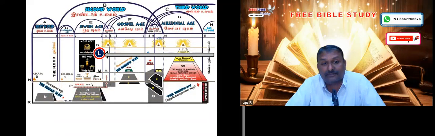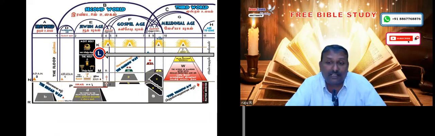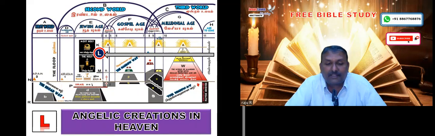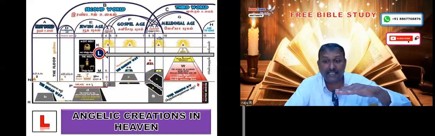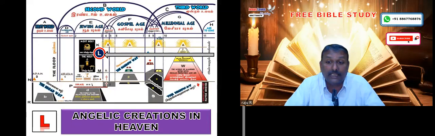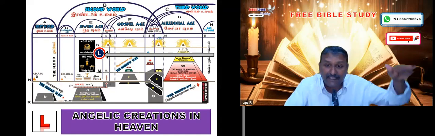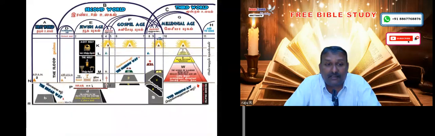So above this plane of consecration, we'll study shortly also. Above that, there is a plane L. So what is plane L? This is the angelic level. We see that man is created a little lower than the angels. That means angels are much higher than mankind. So angels are higher, mankind are lower. That represents the angelic plane.